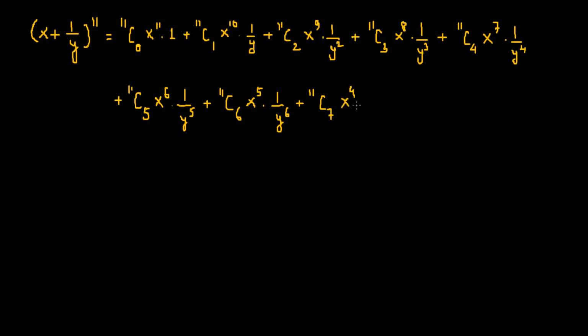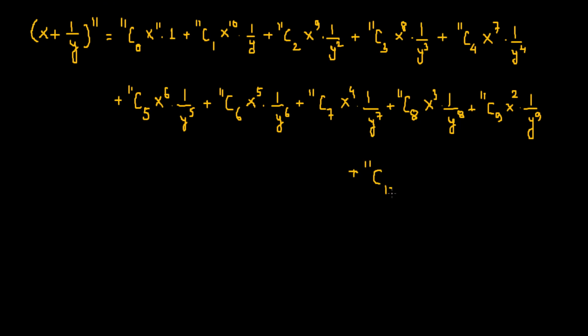plus 11c7 x raised to the power of 4 times 1 over y raised to the power of 7 plus 11c8 x raised to the power of 3 times 1 over y raised to the power of 8 plus 11c9 x raised to the power of 2 times 1 over y raised to the power of 9 plus 11c10 x raised to the power of 1 times 1 over y raised to the power of 10, and the final one is 11c11 x raised to the power of 0 is 1, so I'm not writing it, 1 over y raised to the power of 11.